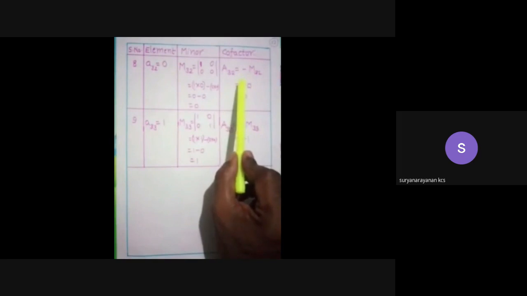Now come to the 8th element. That is A32, third row, second column element. So we have to close the third row, second column element to find the minor of this element. Then we get this 2 by 2 submatrix. We have to find its determinant. Then we get the minor of this element. Now the cofactor of this element: 3 plus 2, odd number, minus. So we get minus here, with the minor of that element.